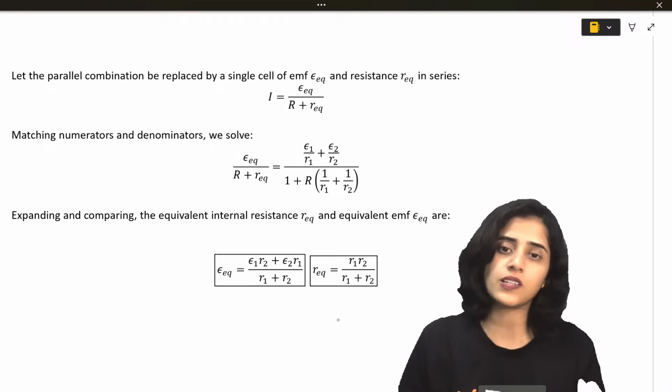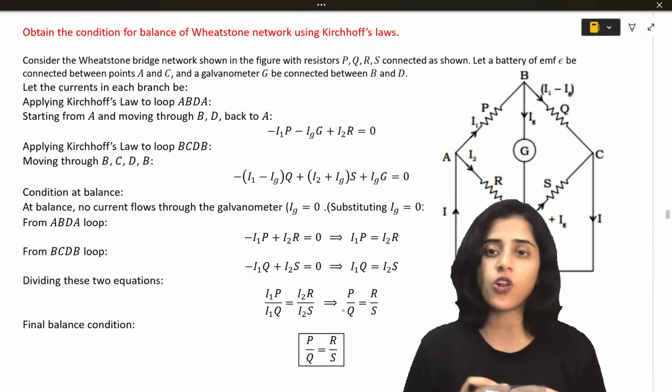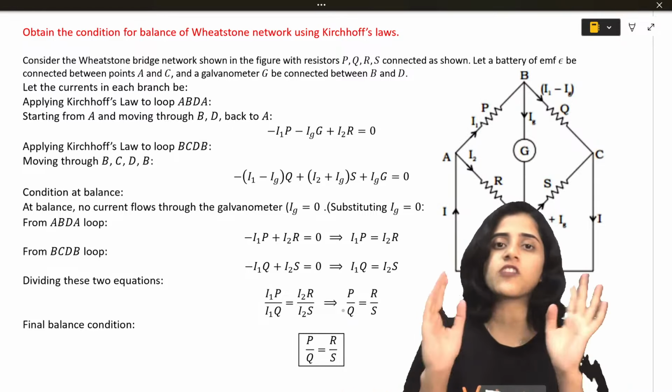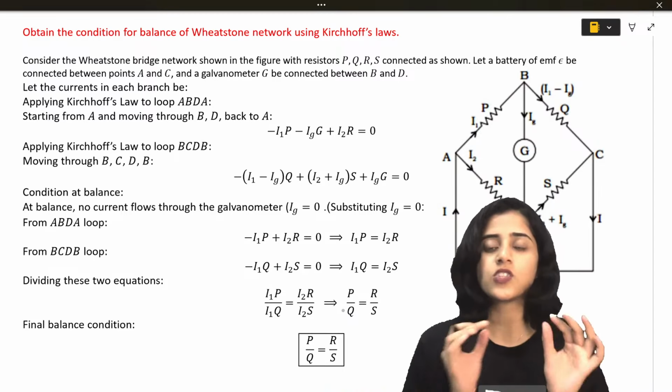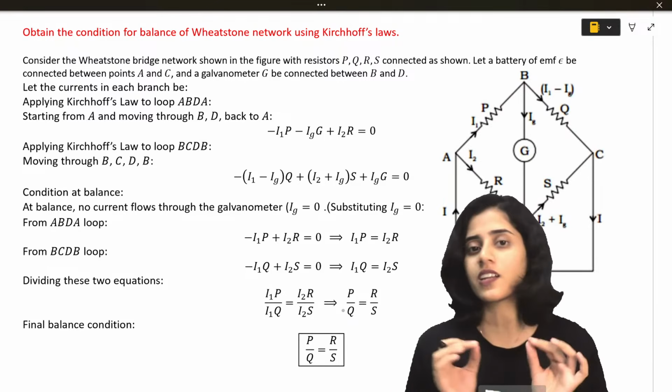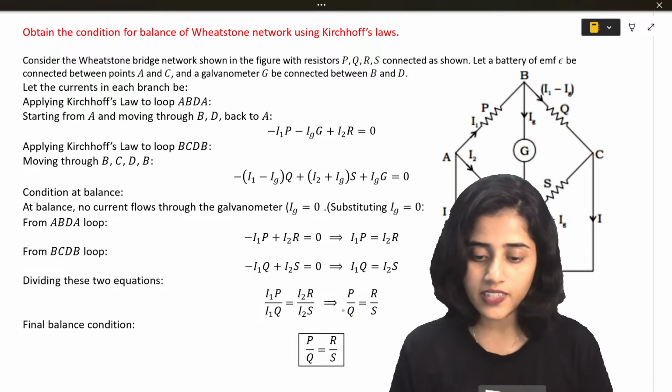Alright? Next question. Obtain the condition for balance of Wheatstone's bridge using Kirchhoff's laws. Students, for whichever question I've put a diagram, if you don't draw a diagram in your answer, you will not get marks. So please make sure you draw these diagrams also. That's why I have put these diagrams.